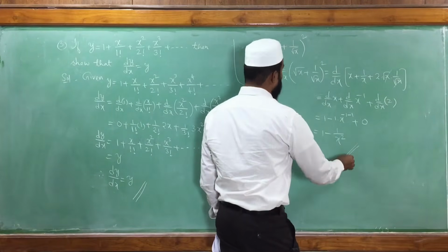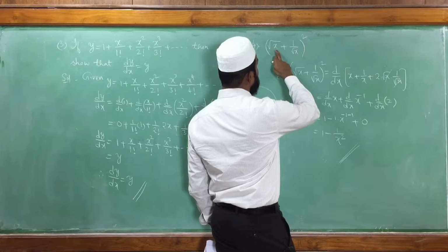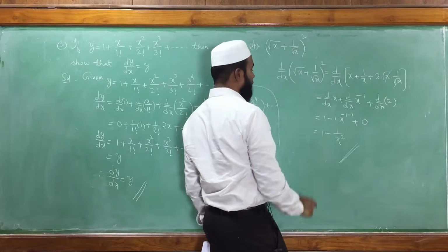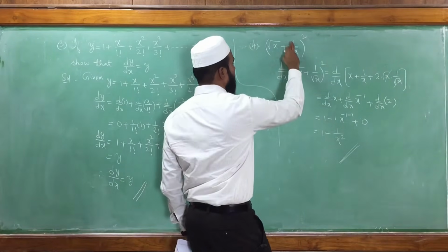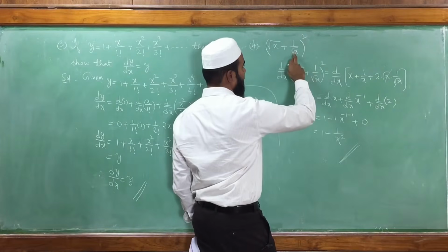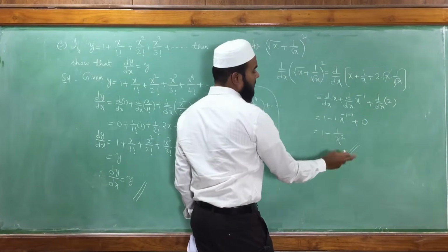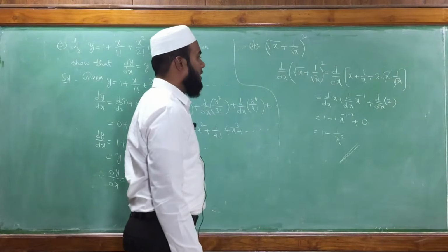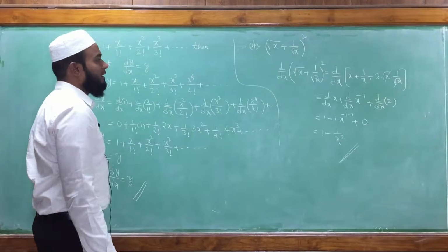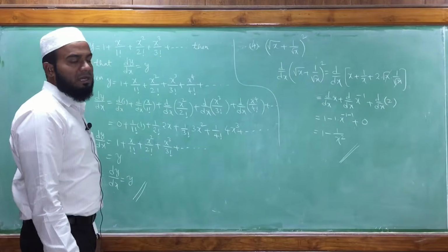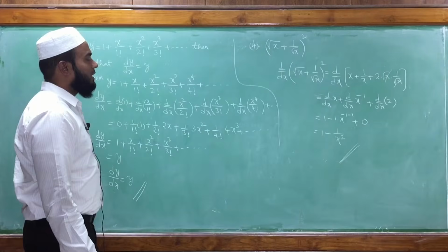This is the derivative of square root of x plus 1 by square root of x, whole square. Derivative of this is 1 minus 1 by x square. So, all these derivatives we are evaluating by using the fundamental rules of derivative. What are the fundamental rules?